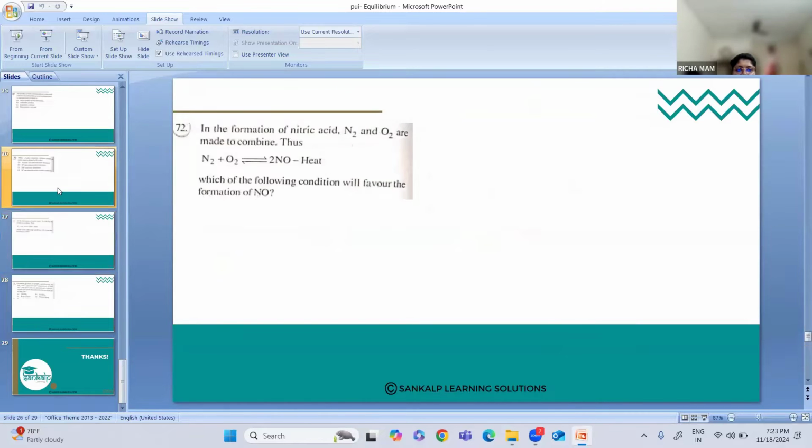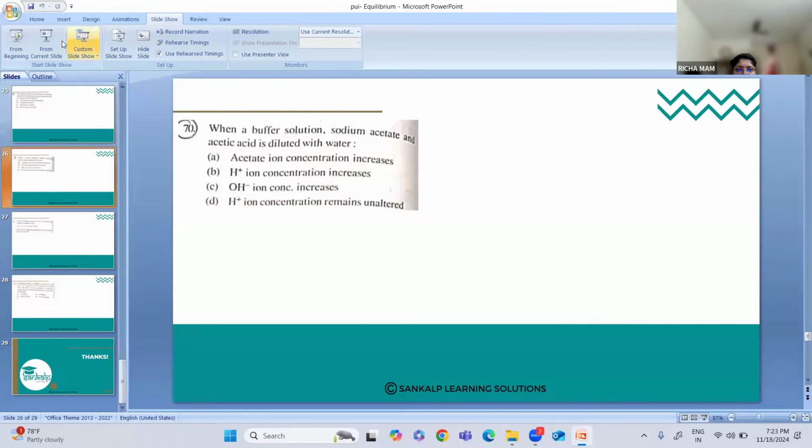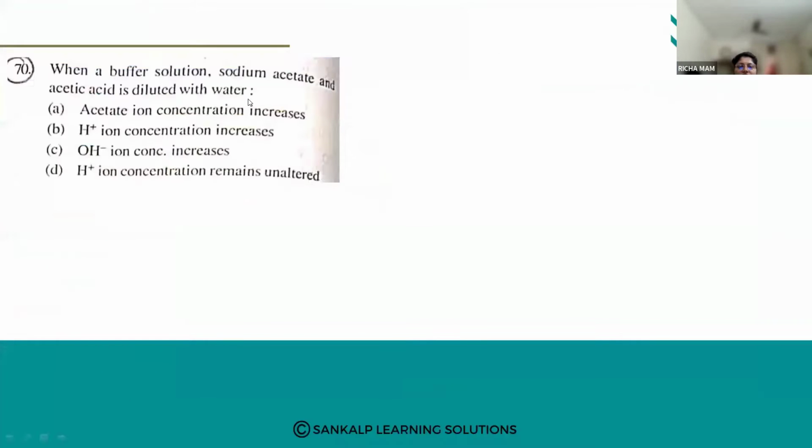Solubility we have done. This is the question. When a buffer solution of sodium acetate and acetic acid is diluted with water, what will happen to the H plus ion concentration? It will remain unaltered. Whenever you add a small amount of acid or base to a buffer solution, it will not alter anything. So H plus ion concentration will remain unaltered, there won't be any change in pH. So it is option number D.